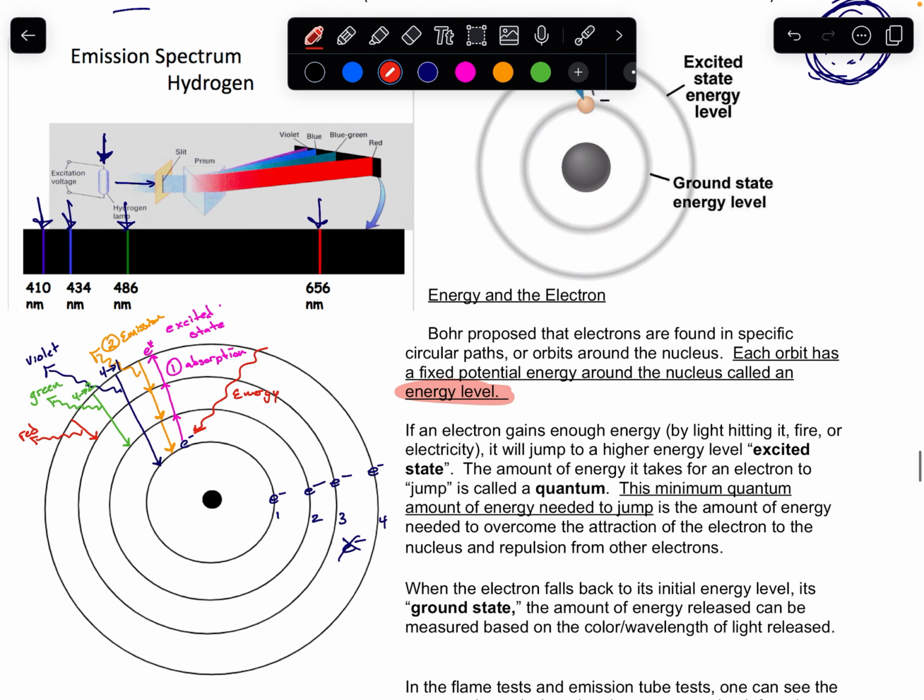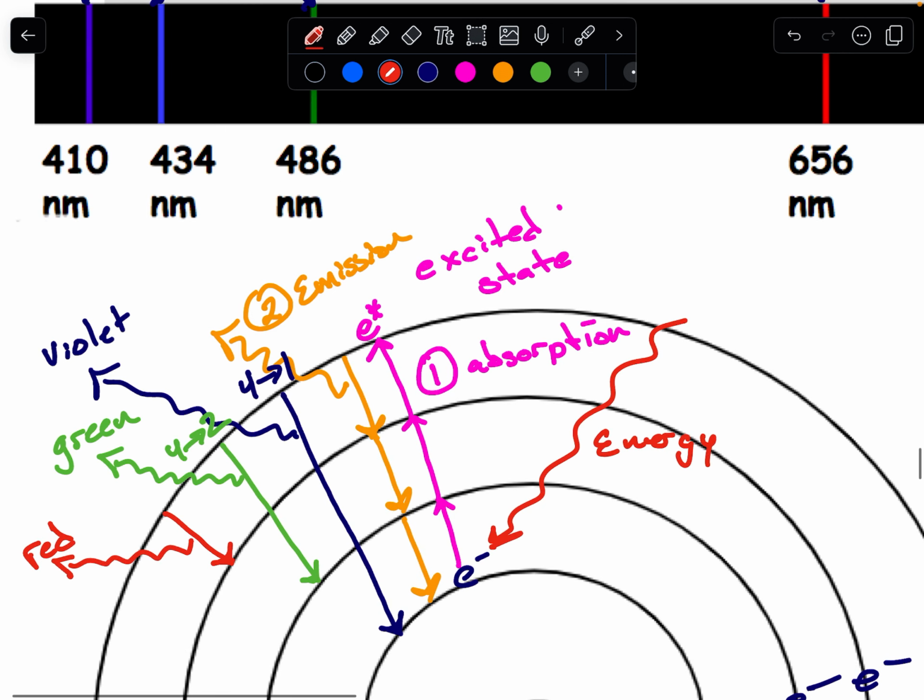Okay, so a couple of things here. Again, we've got our ground state where it normally hangs out. The electron absorbs energy, right? That's number 1. It goes up to that excited state, hangs out for a little bit, but can't stay for very long, and then it's going to undergo emission. It's going to drop back down to a lower level, and when it does, it releases that energy as light. The color of the light is determined by how far it drops down. If it's a small drop, it's closer to red. If it's a big drop, it's going to be closer to violet. Okay?